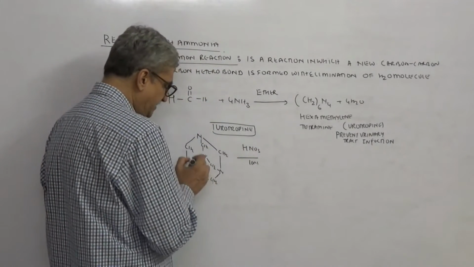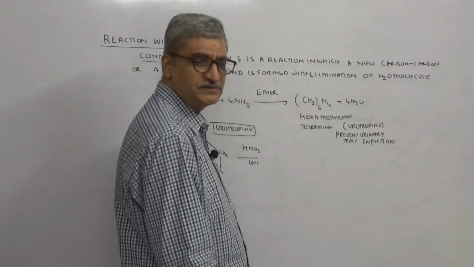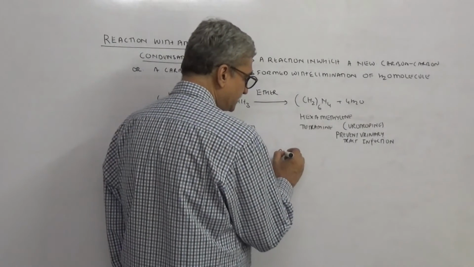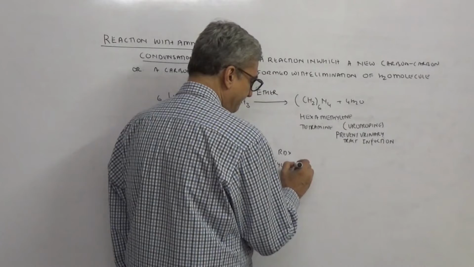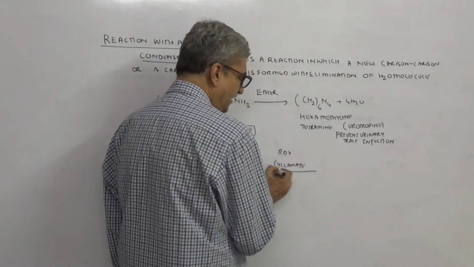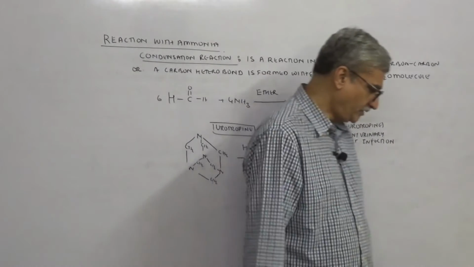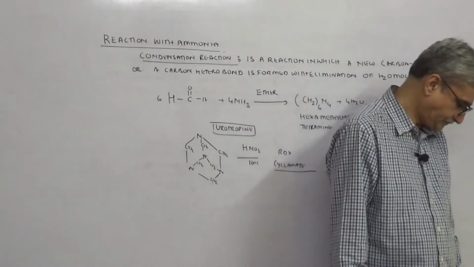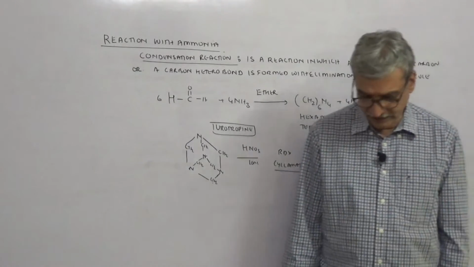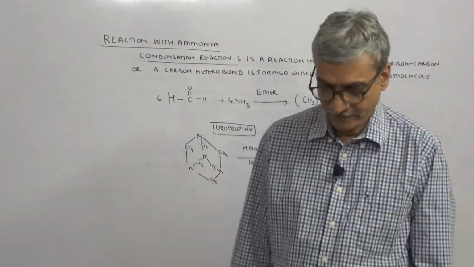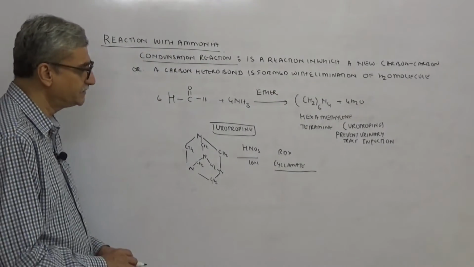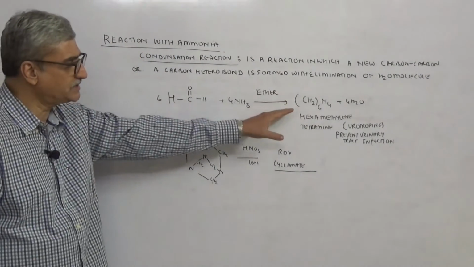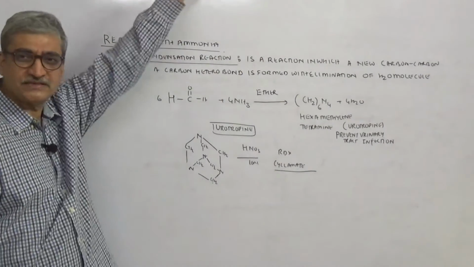See now what happens: if you react this with concentrated nitric acid, all these positions get nitrated and you get RDX, an explosive, which is also called cyclonite. So nitrated urotropin is the explosive RDX. Is this clear? So look at the contrast: one is used as medicine and the other as an explosive.